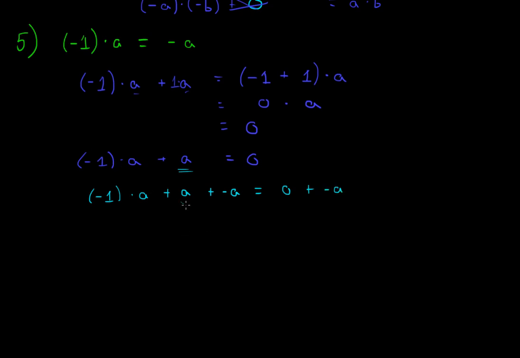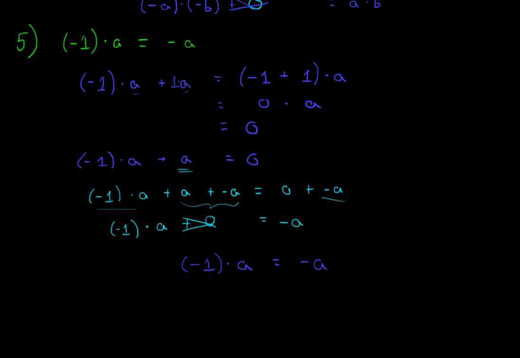Okay, so this right here is 0. A plus its additive inverse. We still have this here. Negative 1 times a plus 0 is equal to 0 plus anything is that anything. So we're just left with negative a. And again, 0 plus anything is this, so we can just ignore this 0. So now we have what we wanted. Negative 1 times a is equal to negative a.